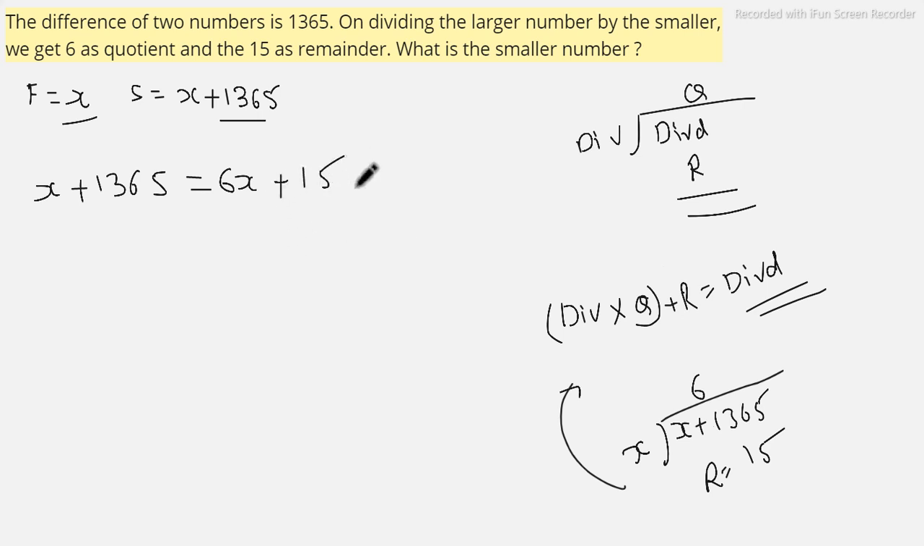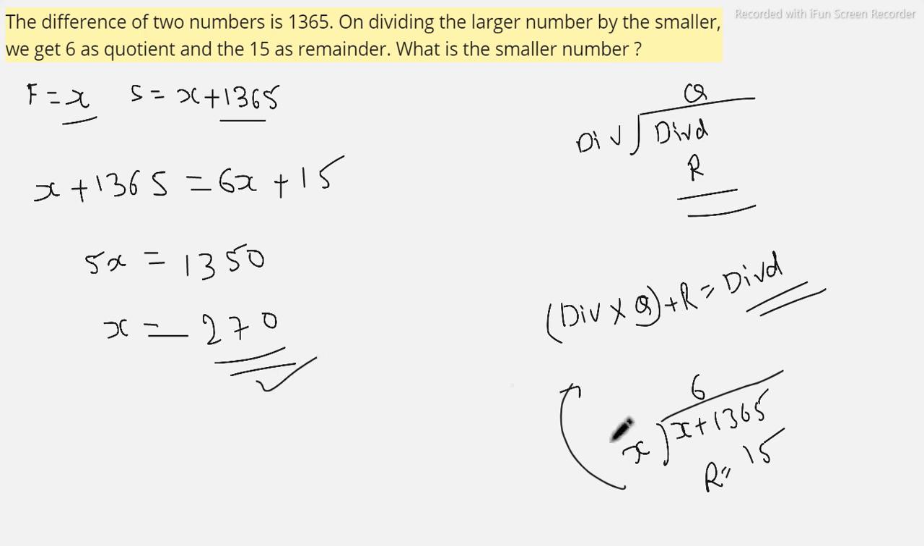Now we just have to solve the equation. So it will become 5x is equal to 1350. So x becomes 270. So what is being asked? What is the smallest number? So smallest number is x, that is 270. So this will be our answer.